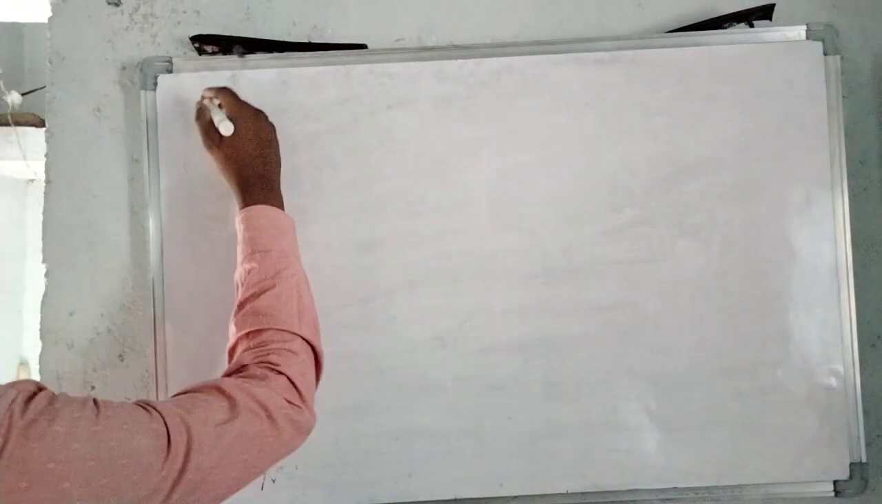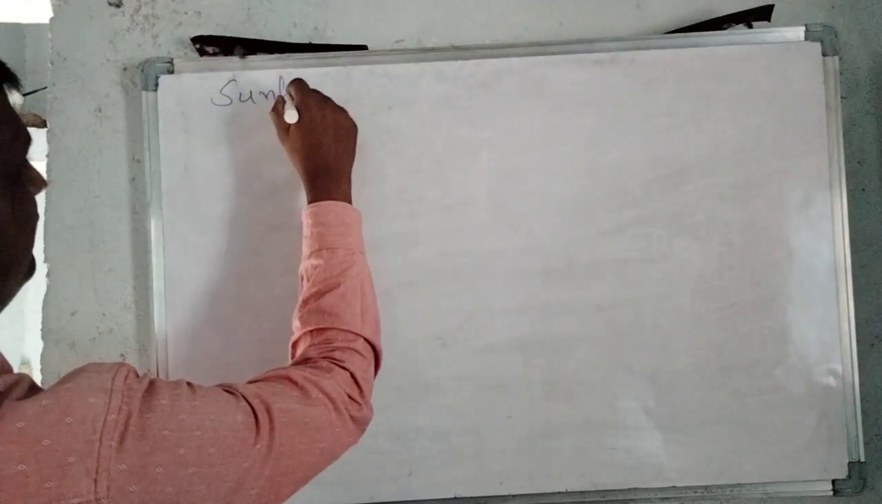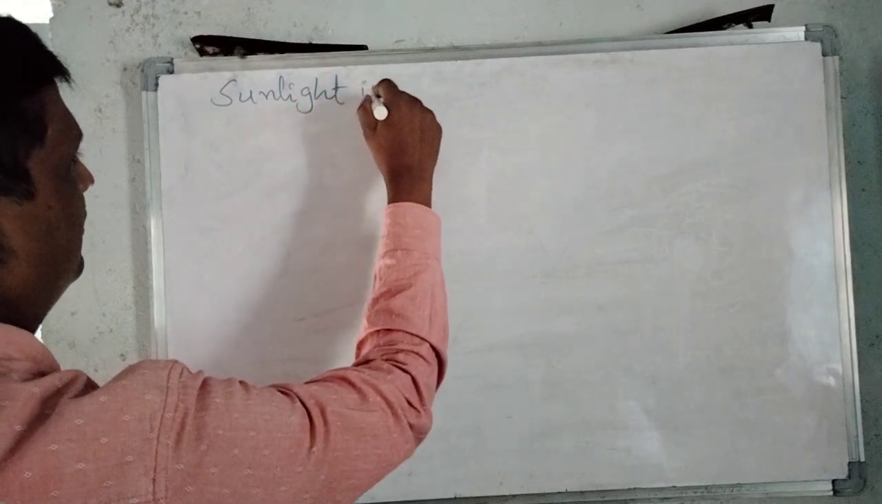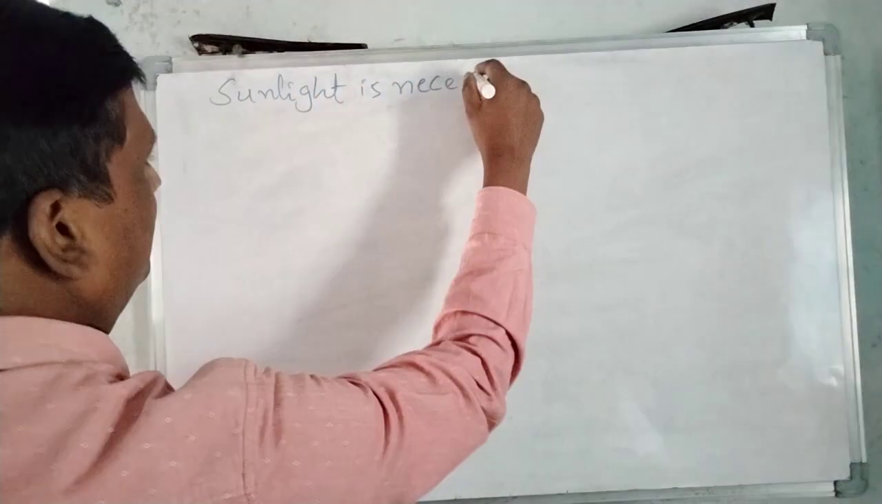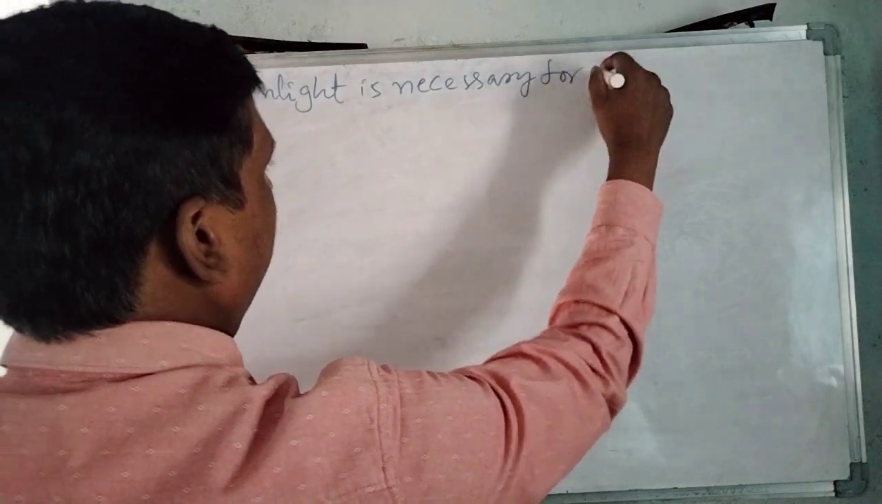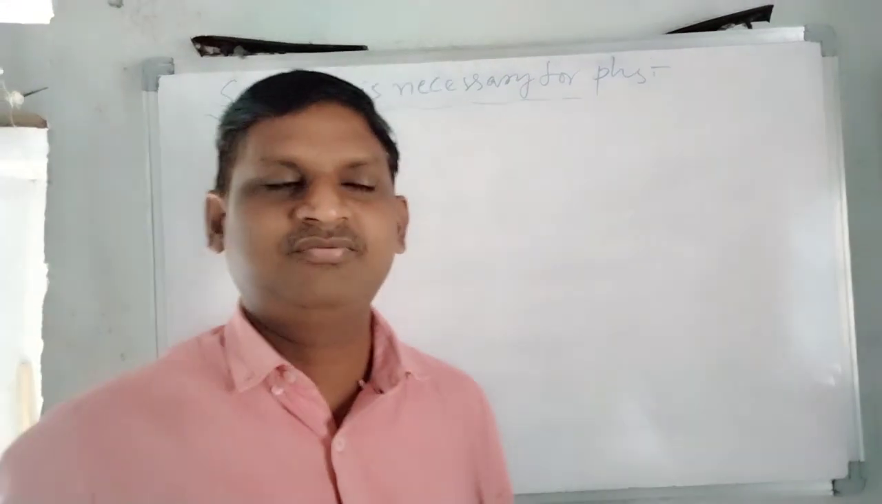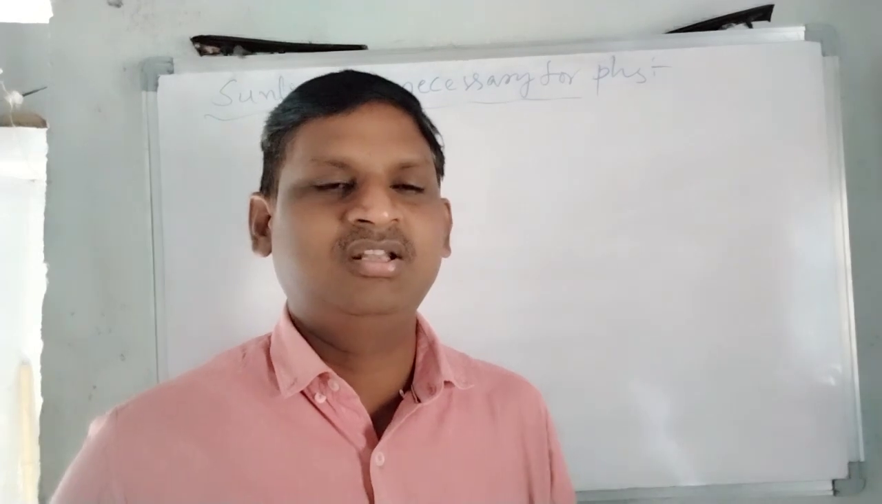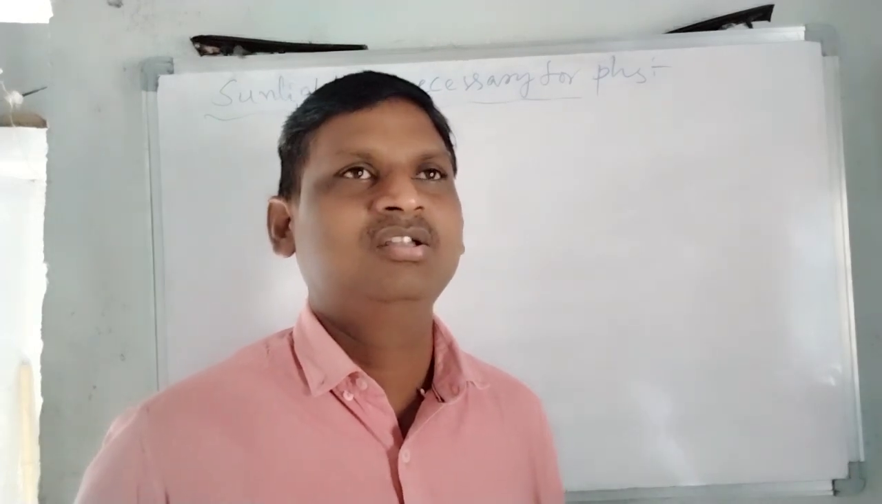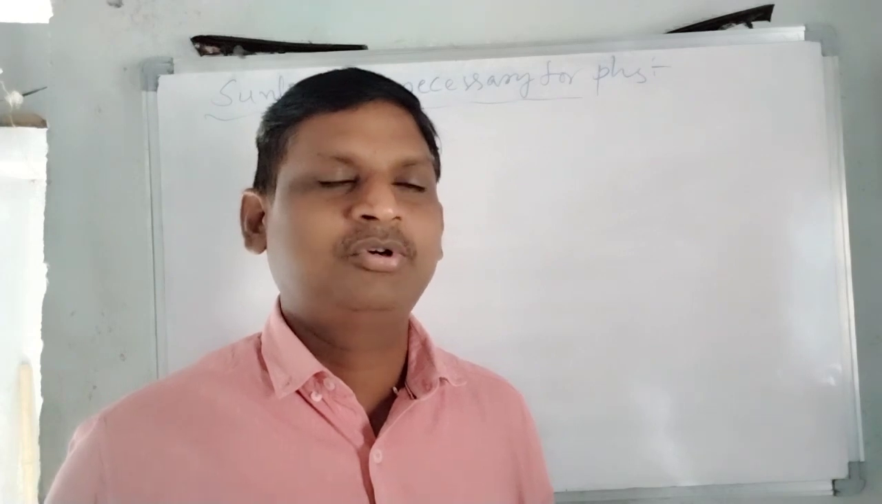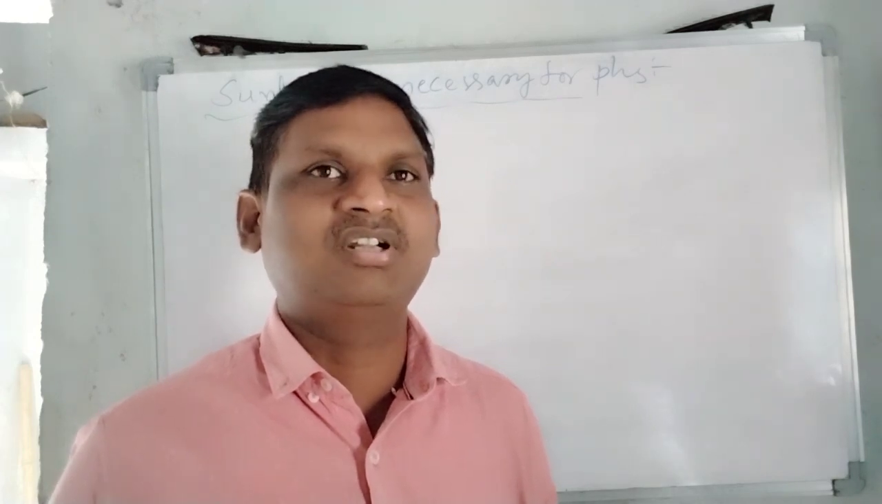Today we are going to study 10th class biology: sunlight is necessary for photosynthesis. In the last class we stopped at how hydrilla plants can produce oxygen in the presence of sunlight. In this continuation class we are going to study how hydrilla plants can produce oxygen in the presence of sunlight.